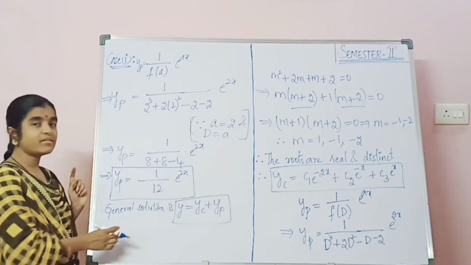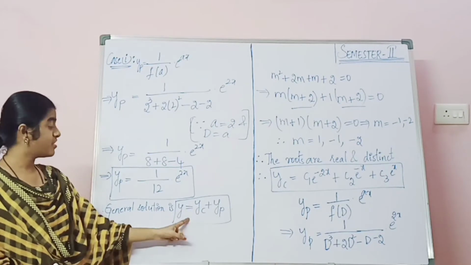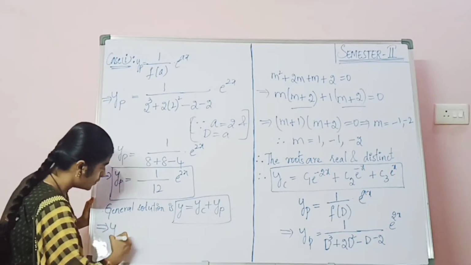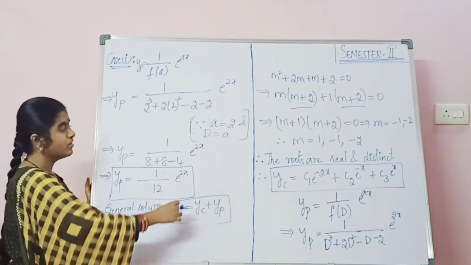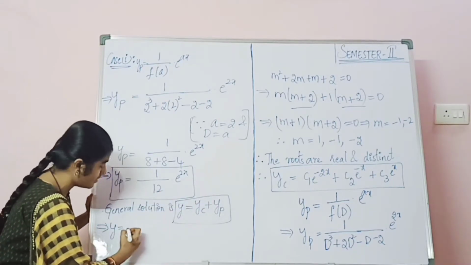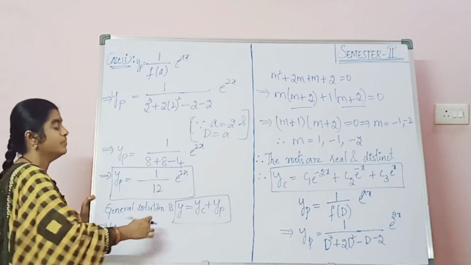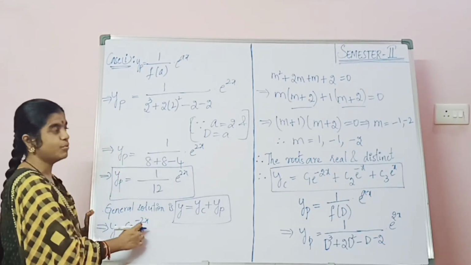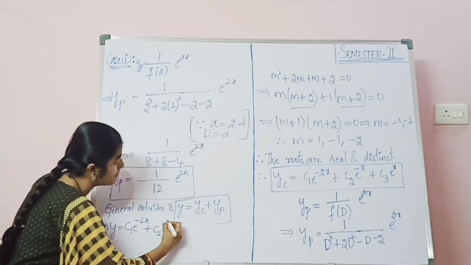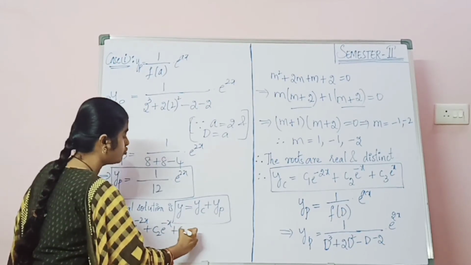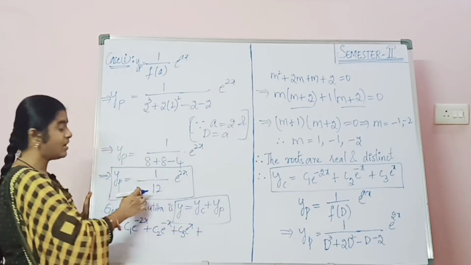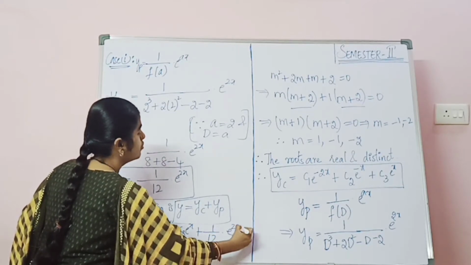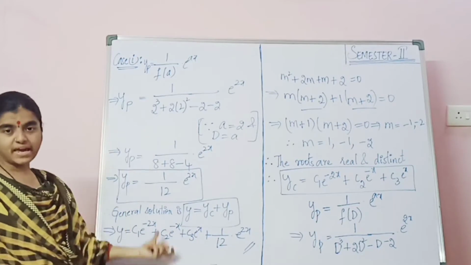Therefore, what is the general solution? y equals, what is the formula of general solution here? y equals yc plus yp. So that implies here y equals yc. How much yc we got? Complementary function yc equals c1 into e power minus 2x plus c2 into e power minus x plus c3 into e power x, plus what is yp here? What is the particular integral? 1 by 12 into e power 2x. So this is the solution. This is about case 1, first bit.